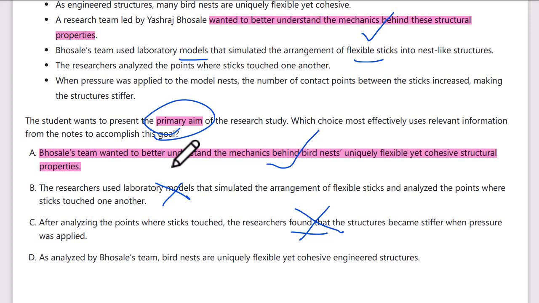As analyzed by Bosale's team, birds' nests are uniquely flexible yet cohesive engineered structures. That's great. That's sort of our background in the beginning, right? But it is not indicating the aim. That is not the right answer to the question. The correct answer is A. That indicates and presents the primary aim of the research study.